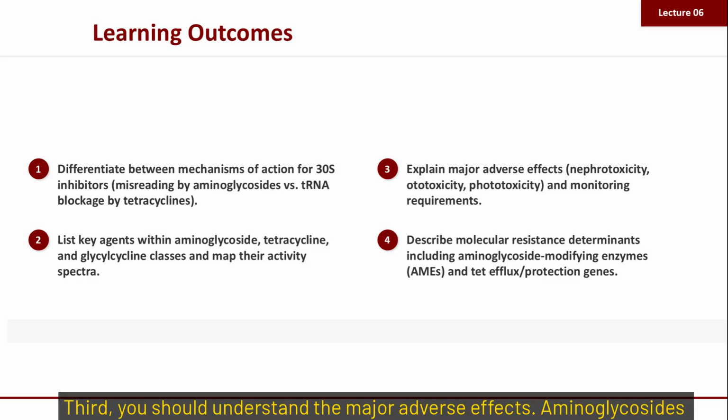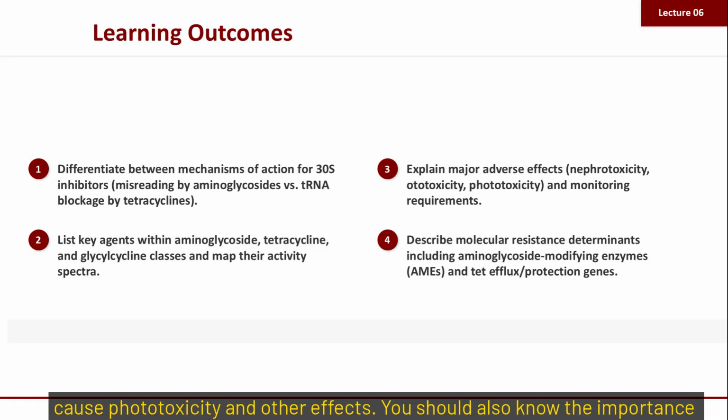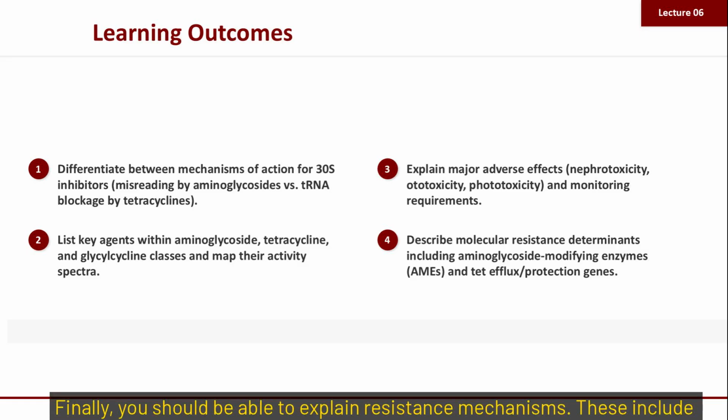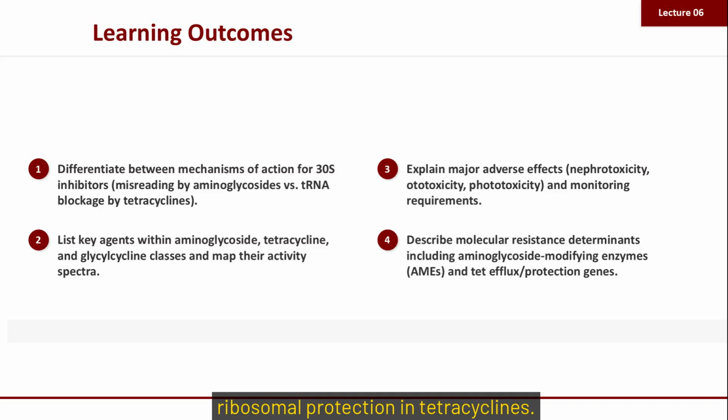Third, you should understand the major adverse effects. Aminoglycosides are associated with nephrotoxicity and ototoxicity, while tetracyclines can cause phototoxicity and other effects. You should also know the importance of monitoring during therapy. Finally, you should be able to explain resistance mechanisms. These include drug-modifying enzymes in aminoglycosides, AMEs, and efflux pumps or ribosomal protection in tetracyclines. So the key idea is, understand mechanism differences, know the drugs, recognize toxicities, and connect resistance with clinical use.